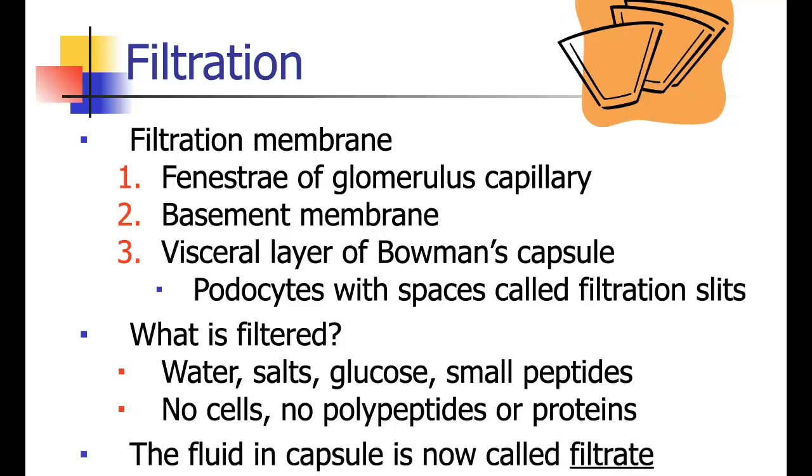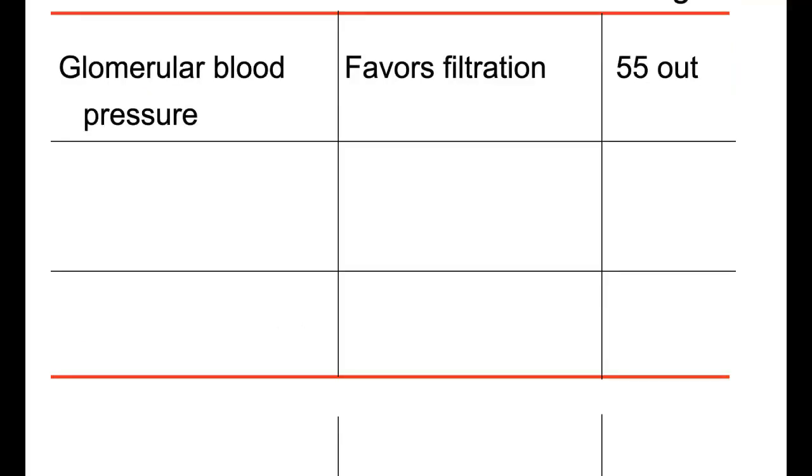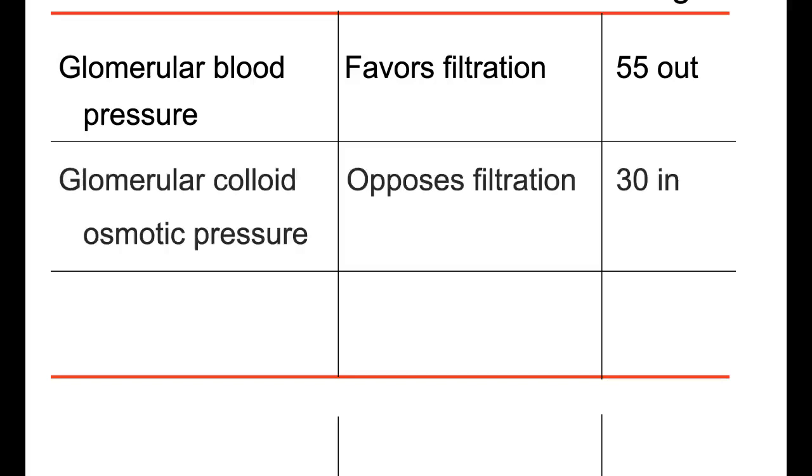Once the fluid that is in the urinary system is in the capsule, it's called filtrate. Okay. So now we have to think a little bit about this pressure idea. And we came up with this for the circulatory system, where pressure is going to affect blood flow. And here we're going to see that glomerular blood pressure is going to favor filtration. Glomerular colloid osmotic pressure, though, is going to oppose filtration.